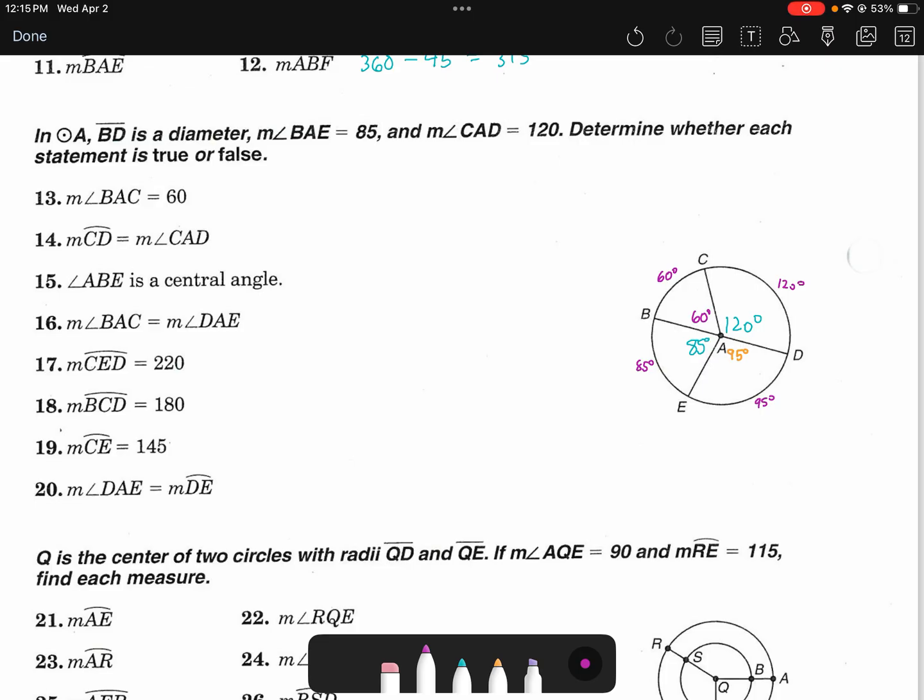For example, maybe we'll do number 17 together. What's the measure of arc CED? They're saying it's 220. Let's see. Start at C, go towards E, stop at B. What is 60 plus 85 plus 95? I don't have a calculator right now, but I'm going to get one. You should too. 60 plus 85 plus 95. It gives me 240. This guy's false. It should be 240.